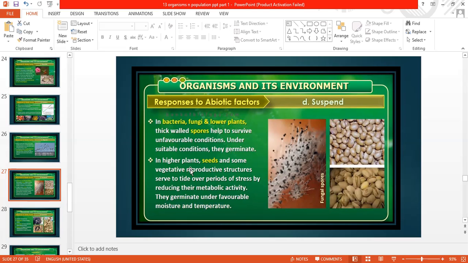If we see higher plants, seeds and some vegetative reproductive structures help them to tide over this stressful condition. How? By reducing the metabolic activity. Children, seeds are what? Seeds are dormant. They are not dead. In seeds, the metabolic activity is highly reduced and they germinate whenever the favorable condition comes back, for example, moisture and temperature.